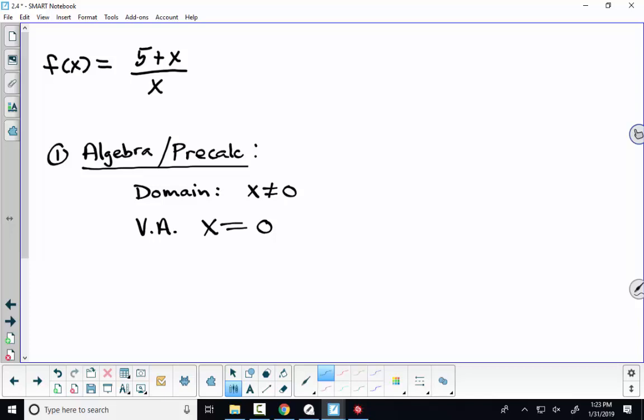I hope you all aren't in the habit of canceling that x, because that doesn't cancel. This is 5 over x plus x over x. So it does equal 1 here, but it doesn't equal 1 over here because we still have 5 divided by that. So don't just cancel those x's out. Of course, if they're separated with multiplication, then you could. But things that are separated by addition and subtraction, you can't divide away.